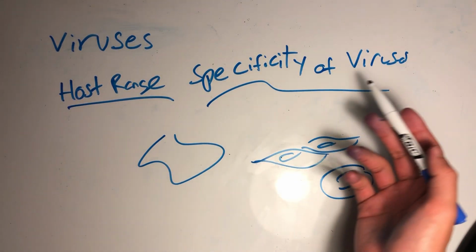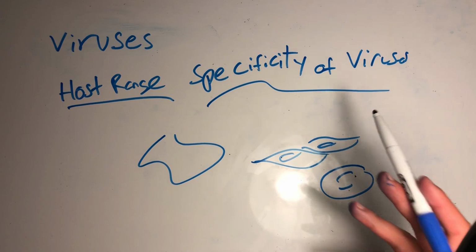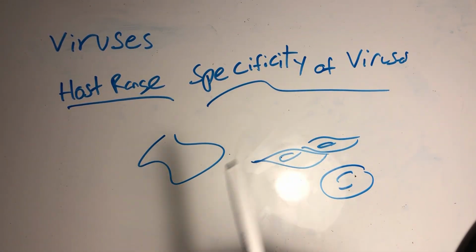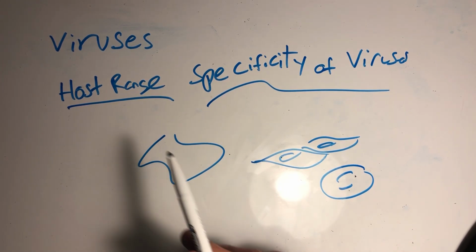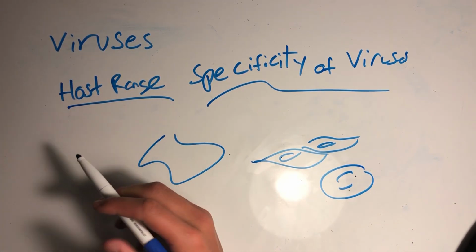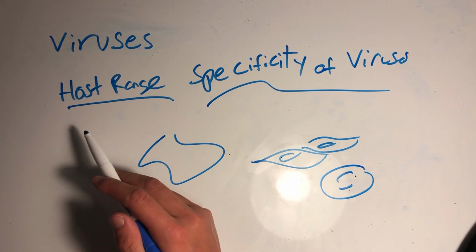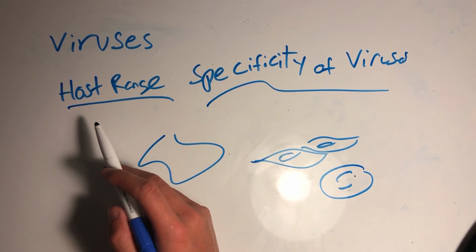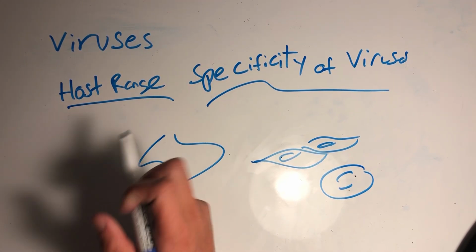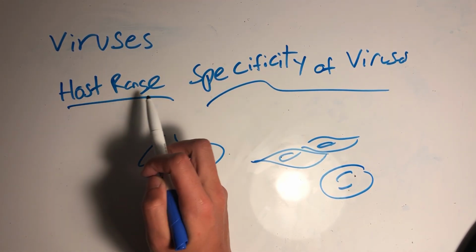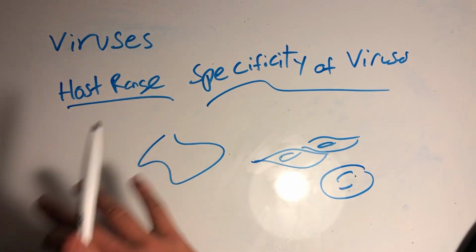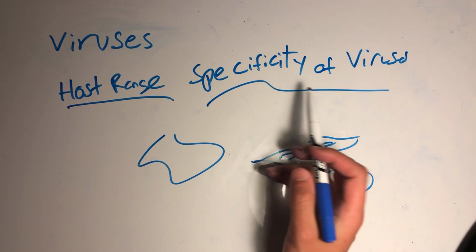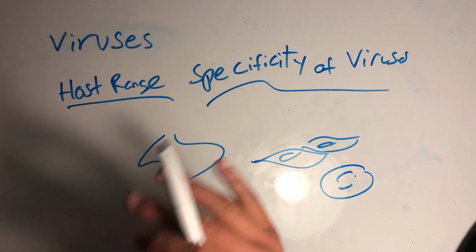So again, host range and specificity of viruses are two separate things. The difference is that host is the kind of thing, animal, or creature. Sometimes a virus can even hurt plants, or some tiny thing like bacteria. The host range is what a certain virus can attack, what kind of person or thing. And specificity of viruses is talking about what kind of cell.